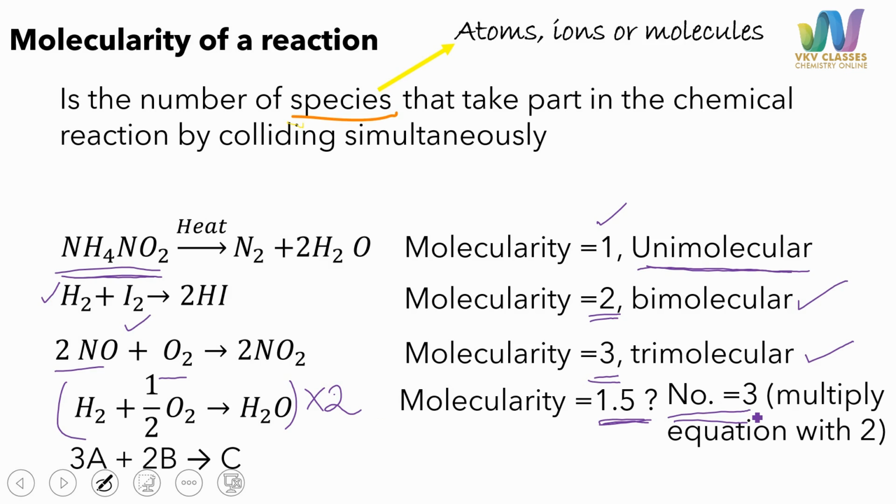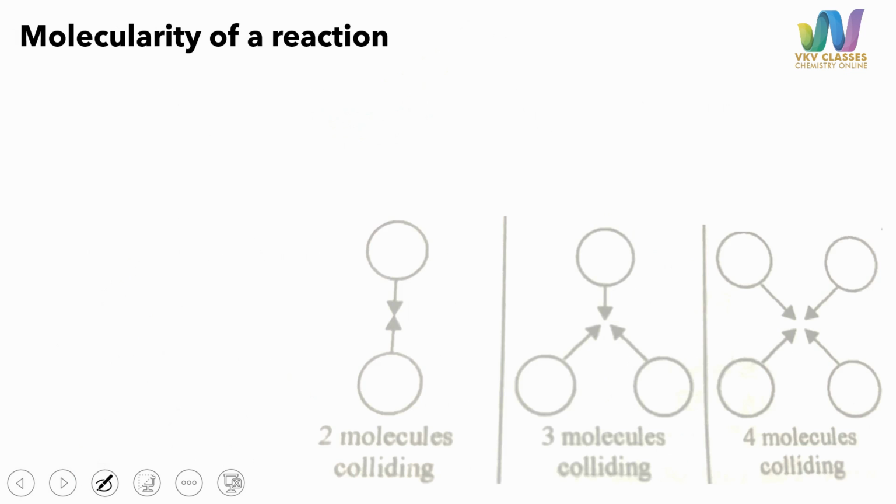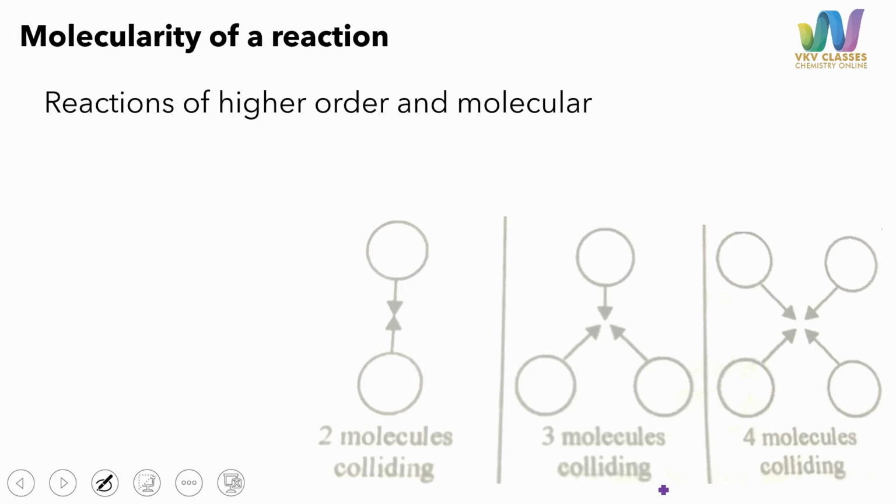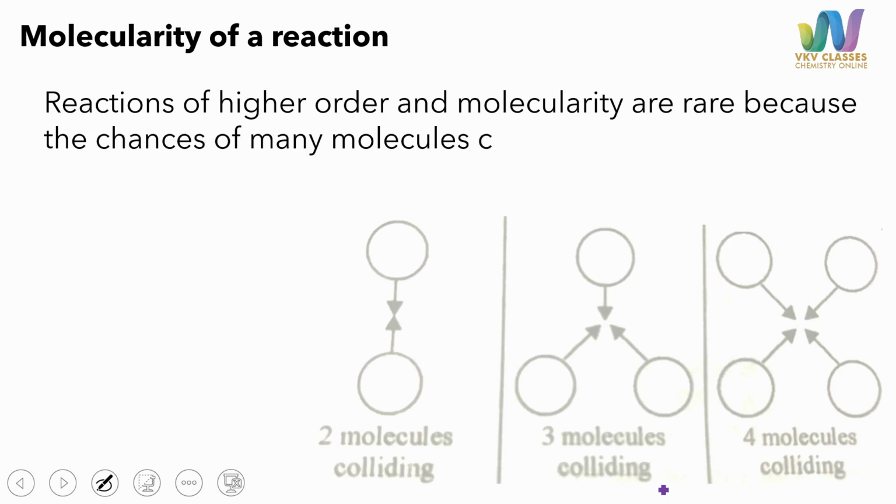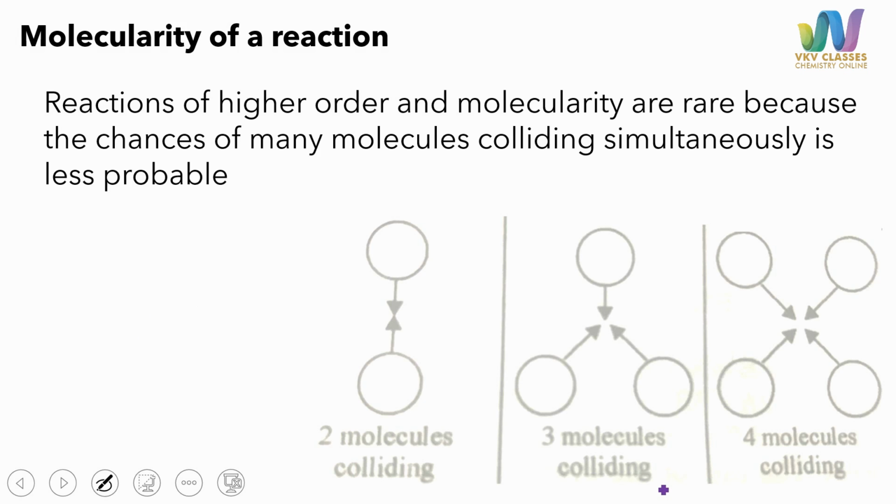3A plus 2B gives 3C. Here there are 5 molecules taking part. So we may lead to the conclusion that molecularity of the reaction is 5. But molecularity is not 5. Molecularity of a reaction is always a small number. Molecularity of higher order is not at all possible. It is because the chance of many molecules colliding simultaneously is less probable.